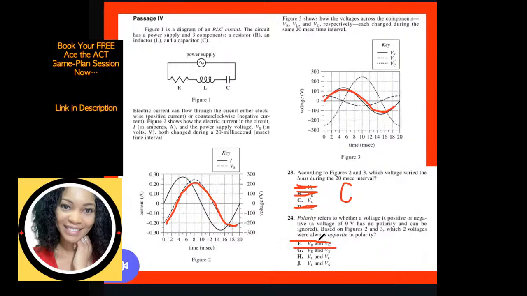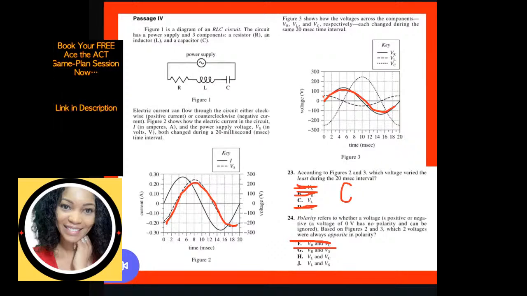Sorry about that, guys. I got a notification and it distracted me. But yeah, I knew it from the beginning, but I just wanted to drive the point home. At the beginning, I knew this wasn't going to work because at time 0, V sub R was 0, and at time 0, V sub S was negative.